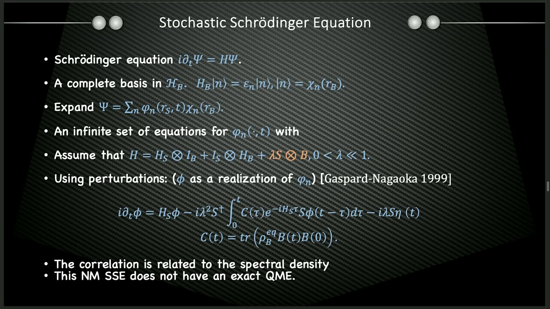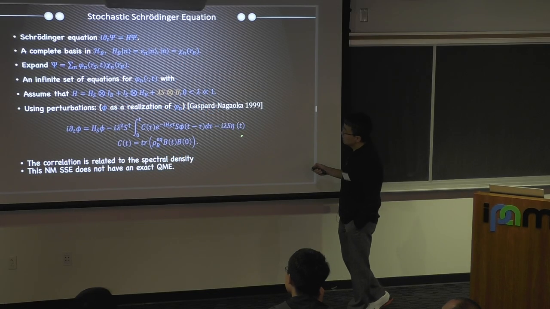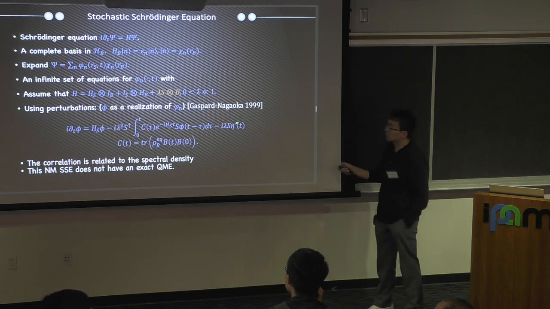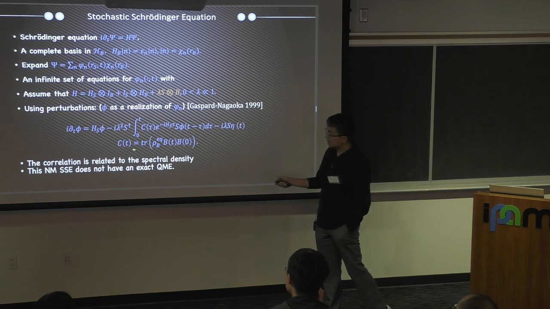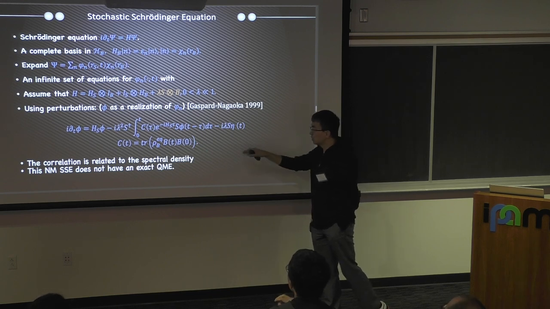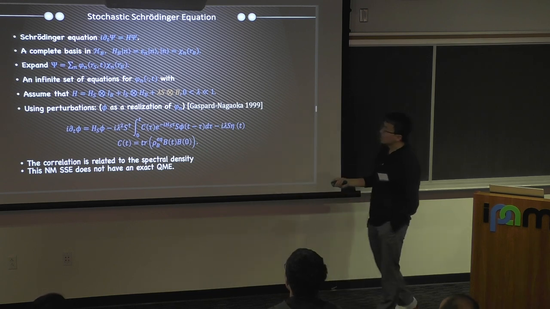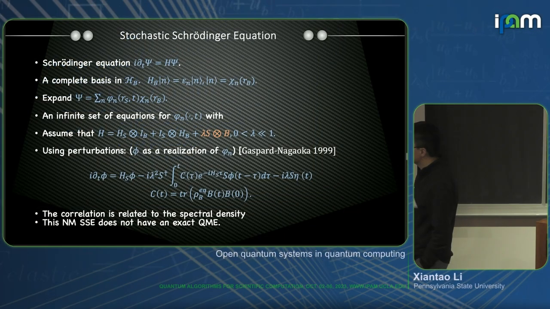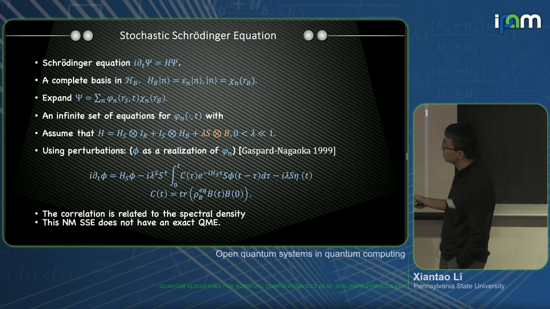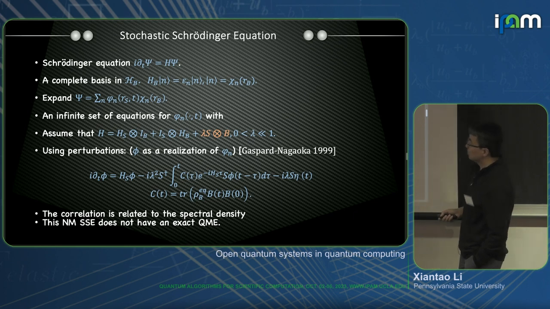In this derivation, they argued that the noise here from the bath is a stationary Gaussian process with mean zero, and the time correlation is exactly proportional to the bath correlation function. So if you can compute this, then of course you will get C(t). On the other hand, in practice this is typically related to what's known as the spectral density. I'll give you some examples of that.